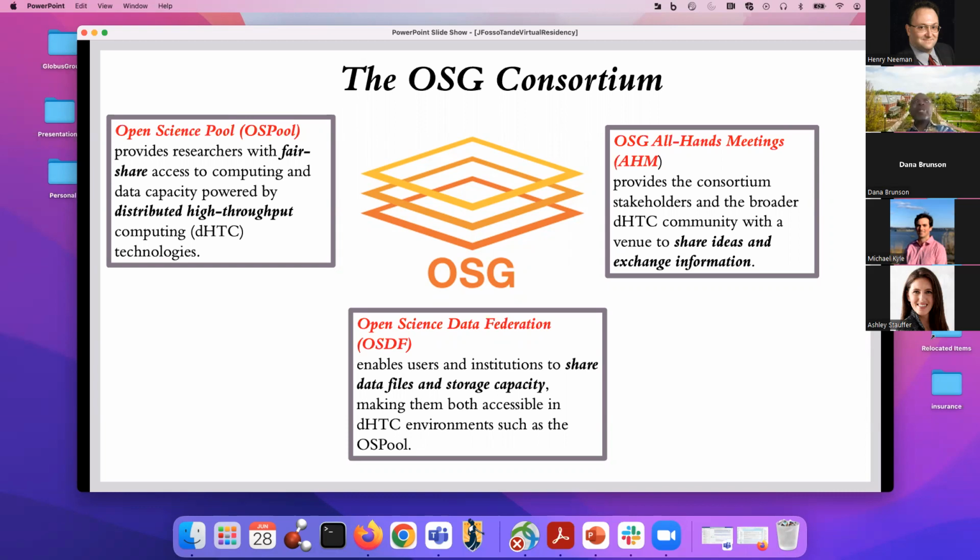And the third pillar is the OSG All Hands Meeting. This is a gathering of stakeholders. It provides consortium stakeholders and the broader DHTC community with a venue to share ideas and exchange information.